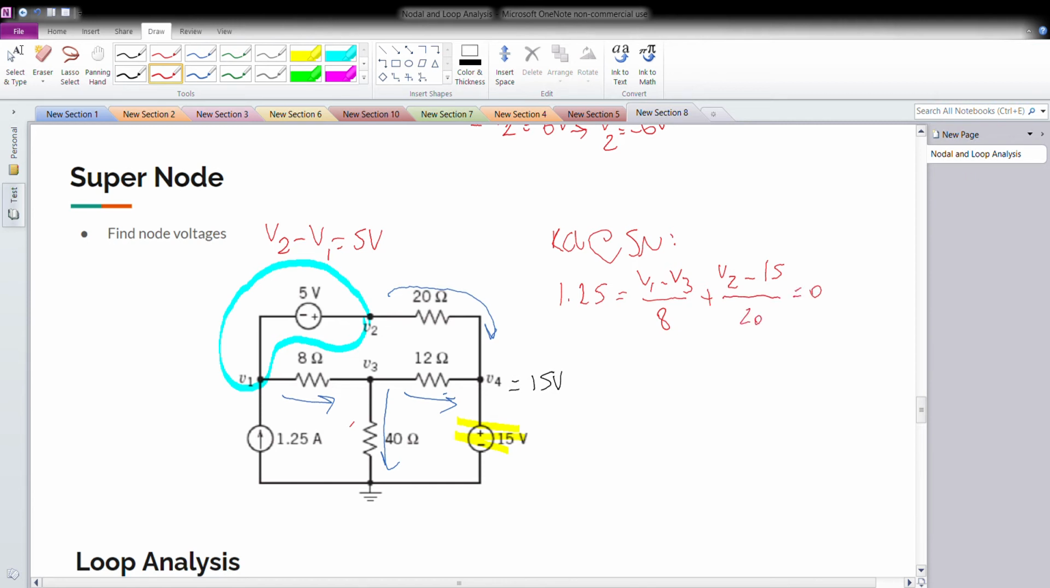So that's one KCL. My other KCL, I'm going to do at V3. So it's going to be 3 currents. The one through the 8 ohm is going in. So I'm going to have V1 minus V3 divided by 8 going in. It's going to be equal to the one on the 40 ohm, which is V3 minus 0 over 40, plus V3 minus V4 over 12.